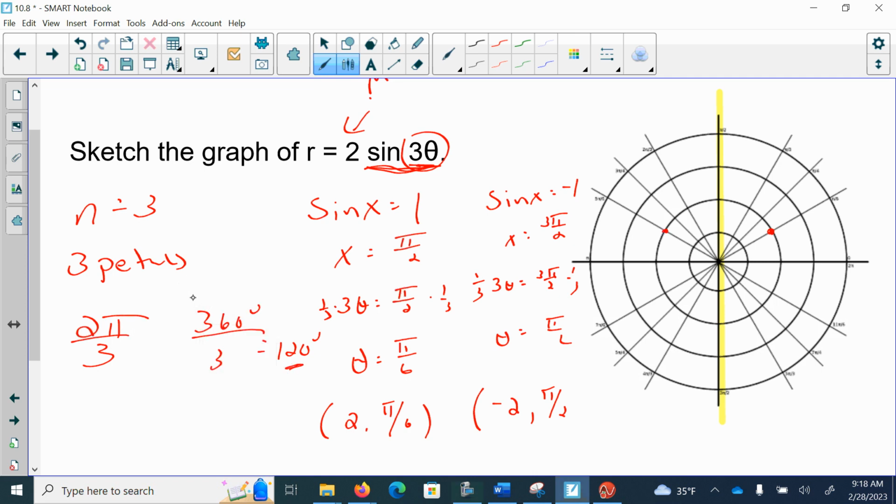Then I'm going to do the min, which is pi over 2. So up here, plot the radius -2, so I hop the pole -2. I need 3 petals. I have 3 dots, so I'm good to go and sketch my petals. And that's how I do that rose curve.